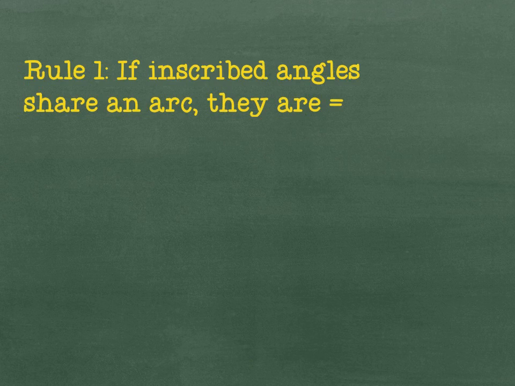Alright, now there are 2 other rules that will help us follow some of these things. The first rule states that if inscribed angles share an arc, then they are equal. Now that makes sense, but let's take a look at what that means. So we'll draw a circle, and we're going to draw 2 inscribed angles that have the same arc. I'm going to start with drawing an arc first.